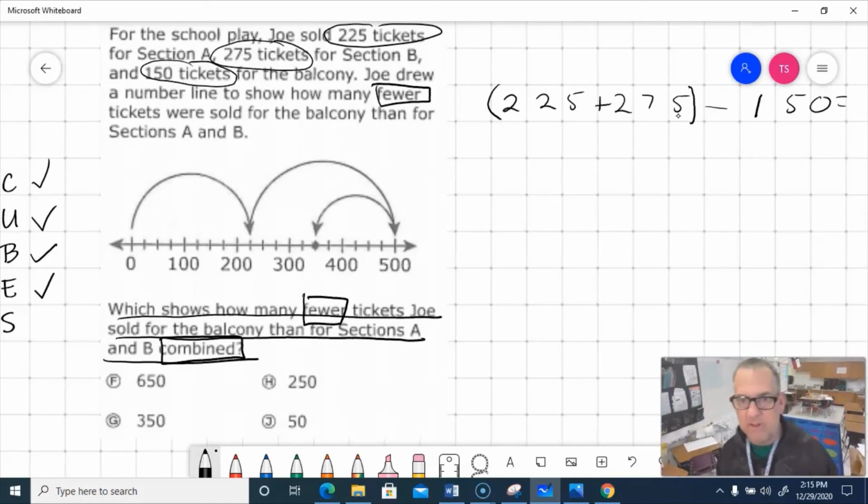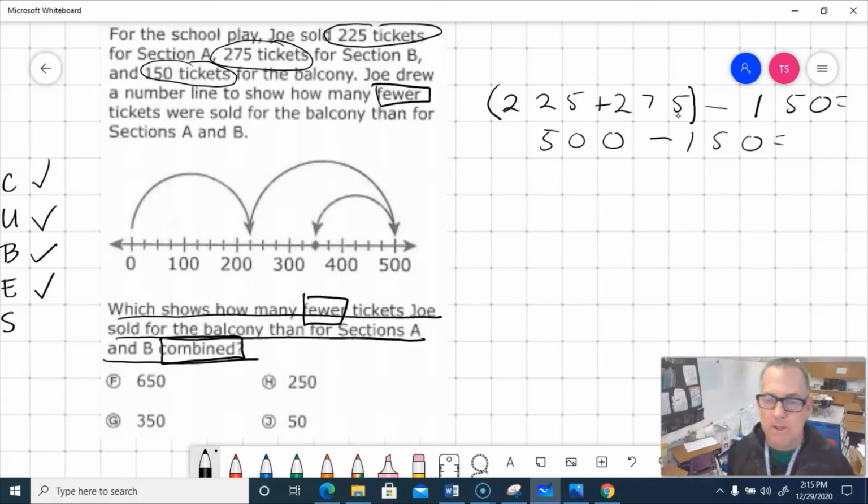So how many tickets did he sell in section A and section B? Well, let's check it out. I'm going to combine 25 and 75. I know that equals 100. And then 200 and 200, that's 400. So altogether, that looks like 500 tickets that they sold for section A and section B. So the next thing I need to do is subtract 150 from 500. What is 500 minus 150?